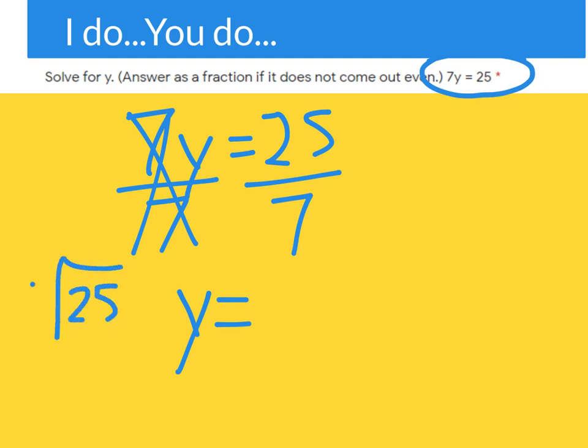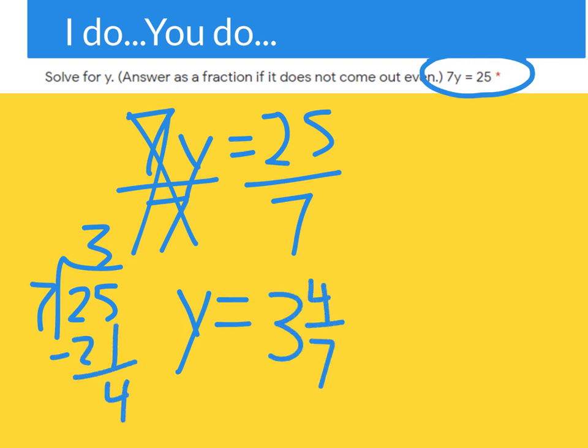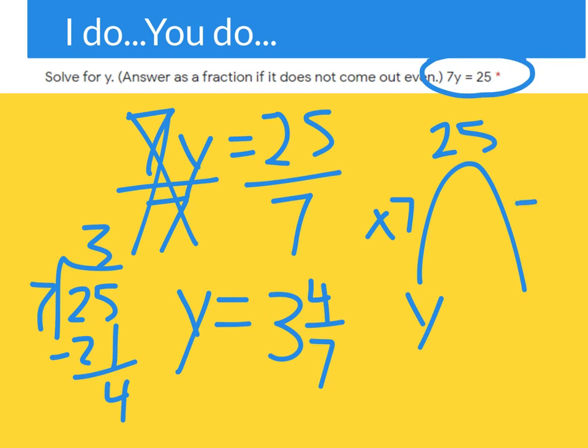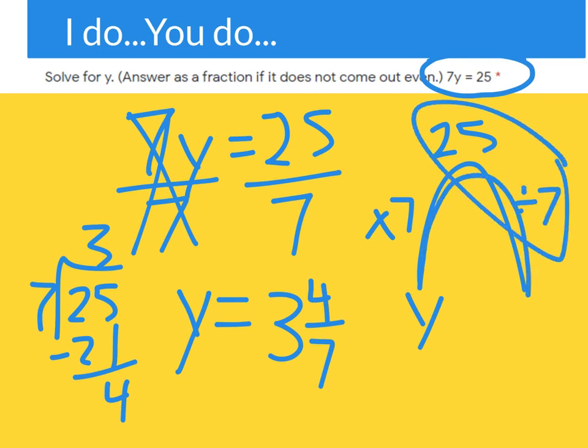Or if you simplify it, it looks like this again. 25 divided by 7 goes in there 3 times with 4 remainder. That's 3 and 4 sevenths. With the rainbow, it looks like this. There was a y that somebody took times 7 and got an answer of 25. So we're going to undo what they did, divide by 7, and we're going to get our answer because we're tearing it back down to what it was when it was a y, 3 and 4 sevenths.